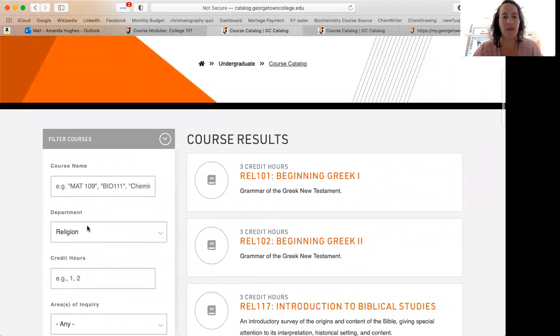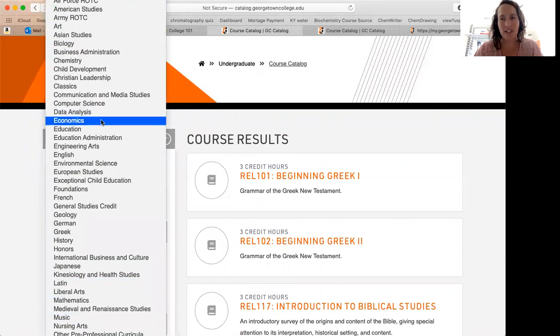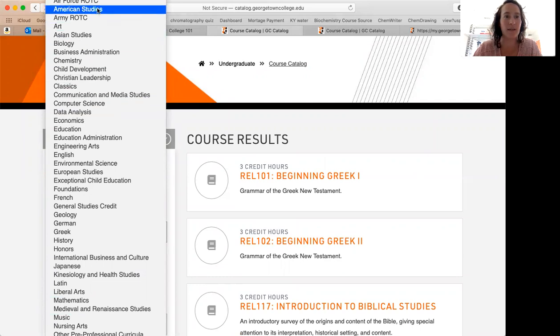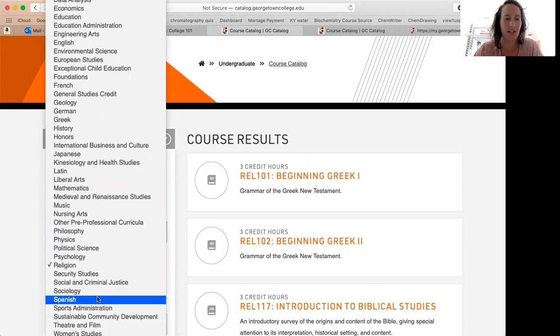if you just look at the departments, these are essentially all of the majors, not every single one, but all of the majors you could possibly have here. So you could major in American Studies, Art, Asian Studies, Biology, Chemistry, Christian Leadership, Classics, Data Analysis, Econ, Engineering Arts, English, not Foundations, but French. Again, not all of them have majors associated with them. Japanese, I don't know if actually you can major in that. Sociology for sure, theater and film, world languages. Anyway, so you get the idea.